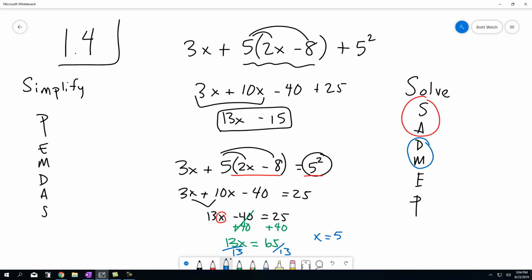Okay? It's important to understand that when we're solving, we're not going to start with our parentheses every time. In this problem we did because there was some simplifying to do, but it's not typically that way, and certainly you shouldn't always expect it to be that way. Okay?